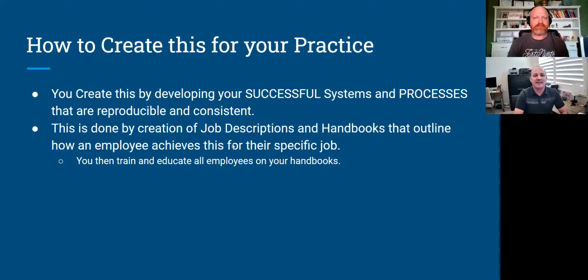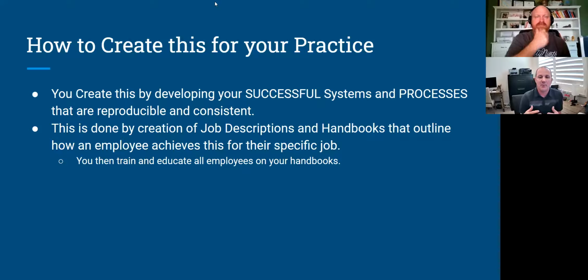So how do you create this for your practice? You create this by developing your successful systems and processes that are reproducible and consistent. And this is done by creation of what we call job descriptions a lot of times, or handbooks that outline how an employee achieves this for their specific job. Sometimes our job descriptions are not detailed enough, right? They're not really describing how to be successful and how to reproduce the same product over a consistent period of time.